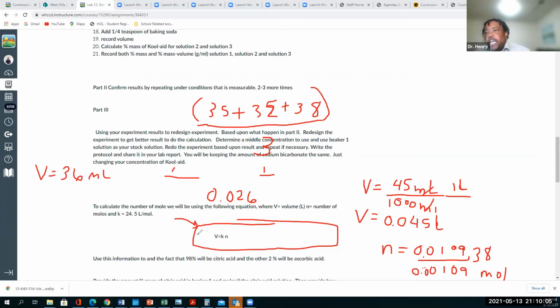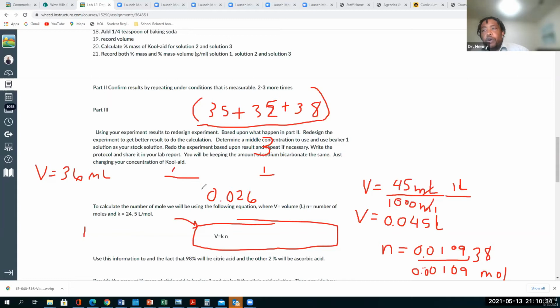Okay, here I want you guys to calculate the molarity. Molarity is the number of moles. Wait, there's one other thing before we get to that. So we know that 98% of the Kool-Aid is citric acid and 2% is ascorbic acid. And this is molar percent, it's percent moles. So the majority of it is citric acid.